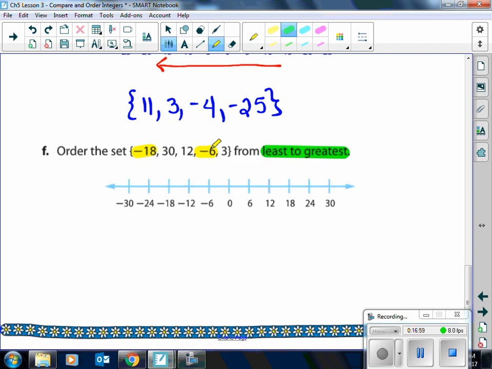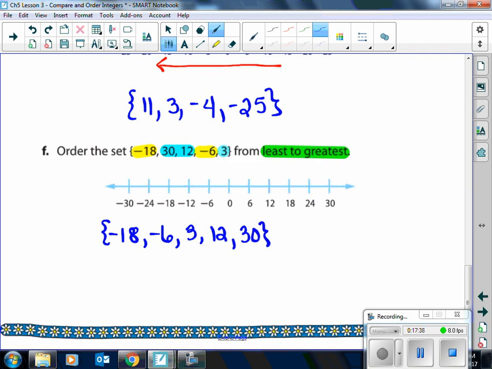All right. So here, which one is the smallest between negative 18 and negative 6? Very good. So we've got negative 18 and negative 6. And now we'll compare all of the positives. So we're still going from least to greatest. So what's the smallest of the positives? 3. And then comes 12, and then comes 30. Very good. And then close your brackets.